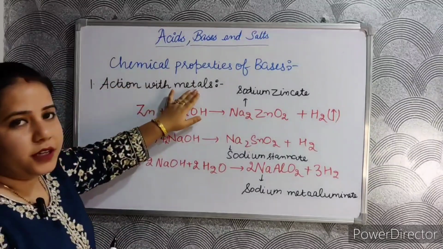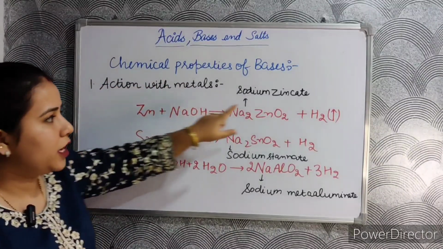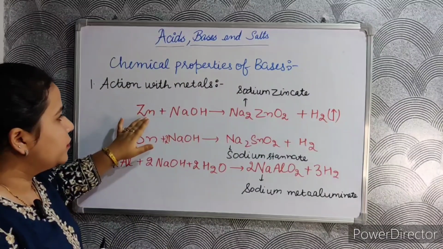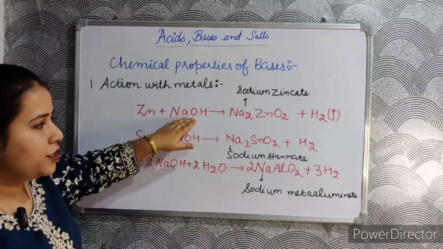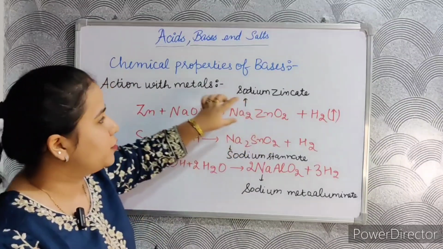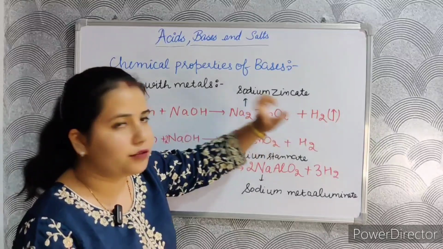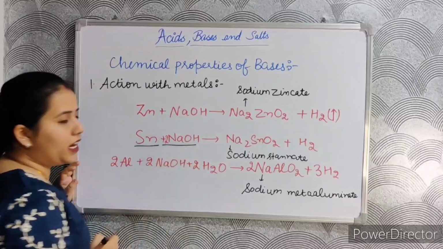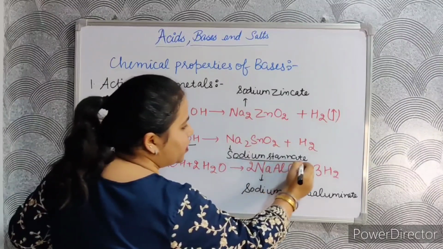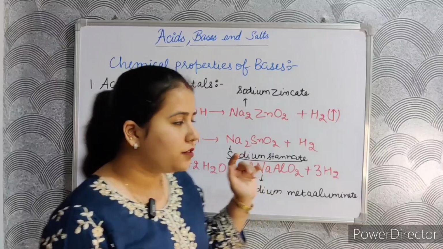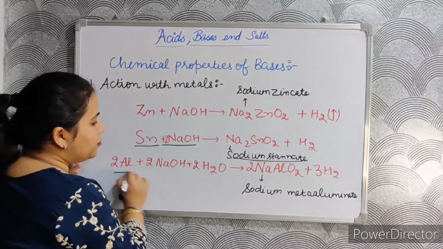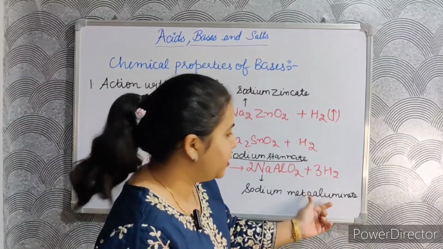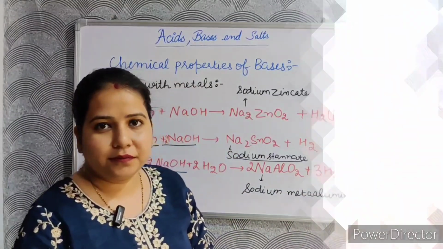First one is action with metals. When a base reacts with metals, hydrogen gas is released. Some of the specific reactions: when zinc reacts with NaOH, it forms Na2ZnO2, which is sodium zincate, and hydrogen gas is released. Second one is tin. When it reacts with NaOH, it forms sodium stannate and hydrogen gas is released. Third one is aluminium. When it reacts with NaOH, it forms sodium meta-aluminate and hydrogen gas is released.